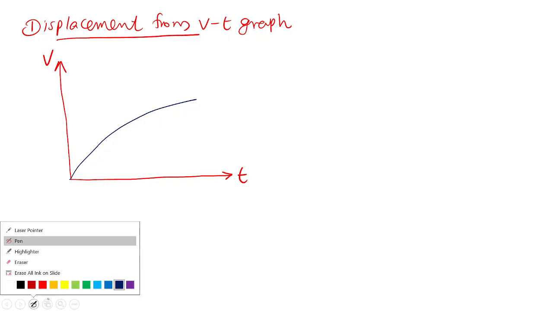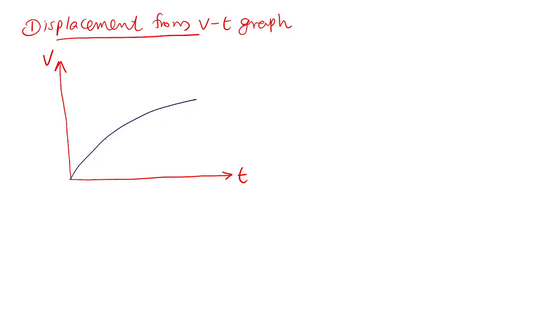I want the displacement. Proof is not required. Please listen. Suppose I want the displacement covered by the body between two time instants t1 and t2. I want to find out the displacement covered by the body from t1 to t2. Clear? A body is moving along a straight line.